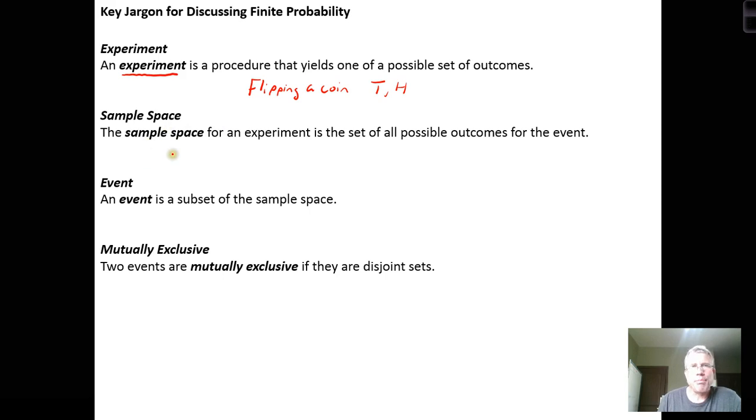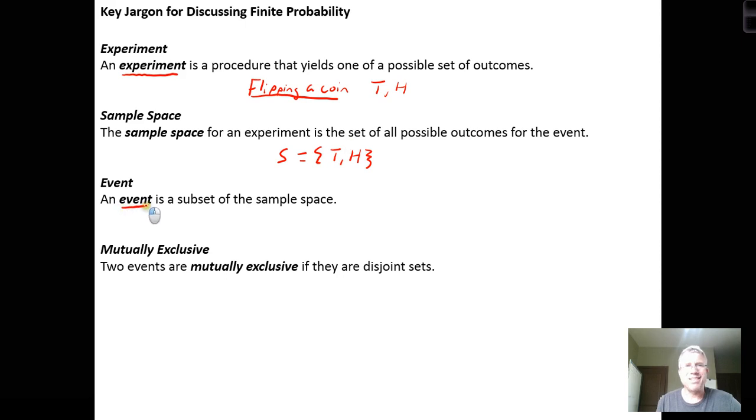A sample space is just the set of all possible outcomes that happen when you conduct your experiment. So the sample space for flipping a coin would just be a set, call it a sample space, set notation. It's just a set that contains the possible outcomes. So in the case of flipping a coin, you can get a tail, you can get a head, and that constitutes the sample space. It's everything that can possibly happen if you conduct the experiment.